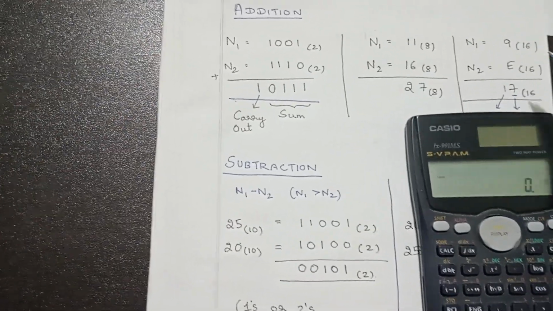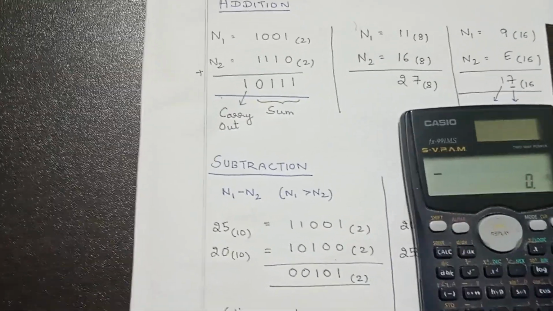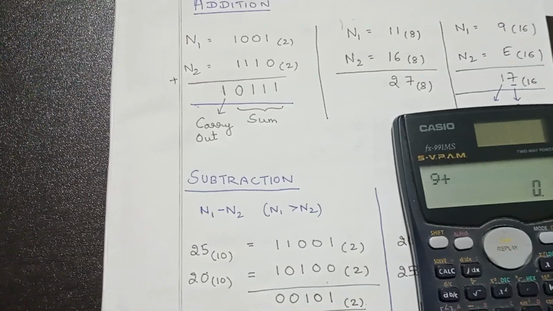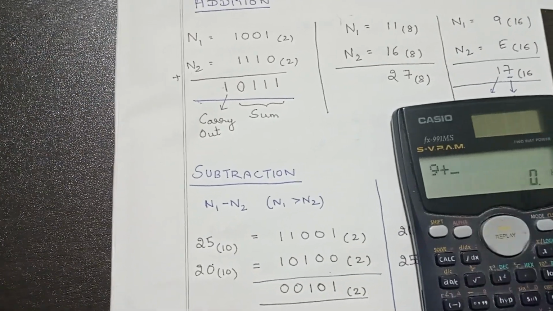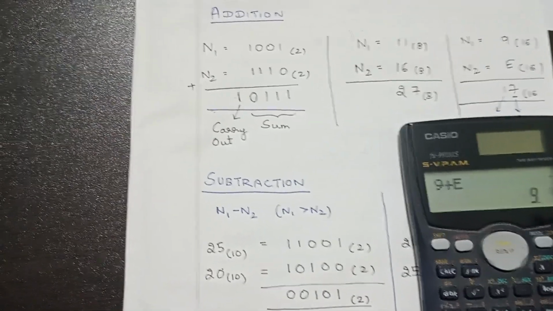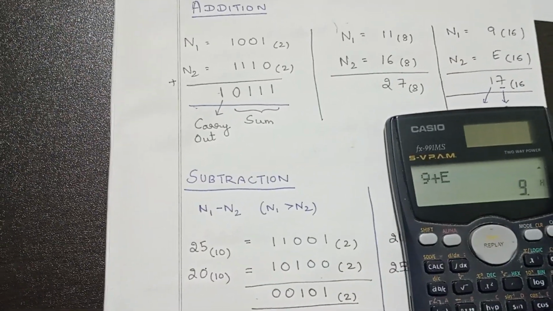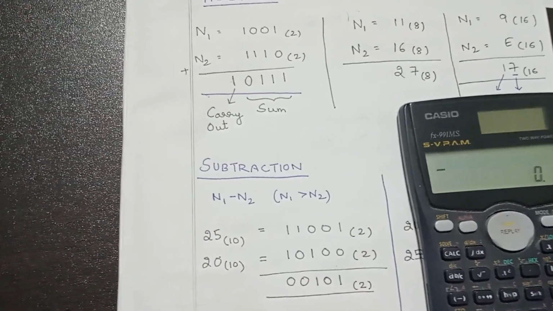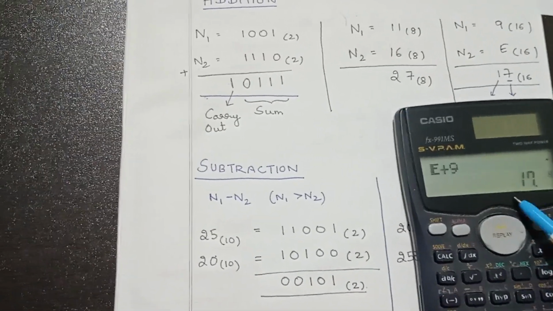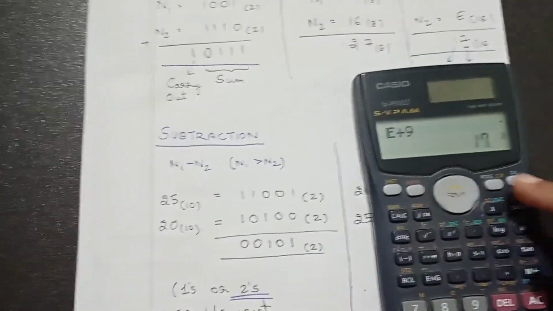Or if you want, you can also type in hex. So now we are in hex, 9 plus e. For e, it is written here a b c d e. So it is alpha e, sorry, it is shift e plus 9, which is 17. It is not alpha e, it is shift e.